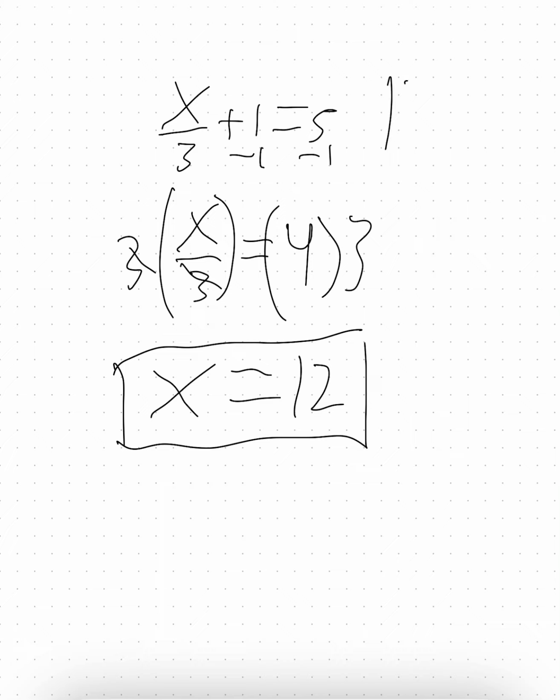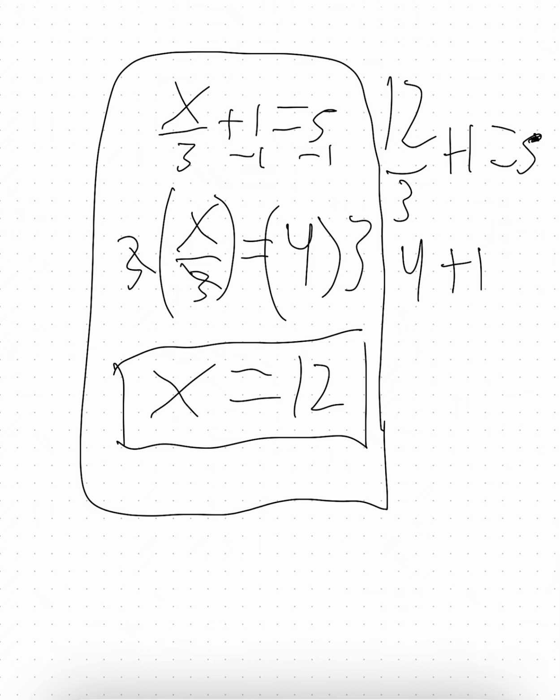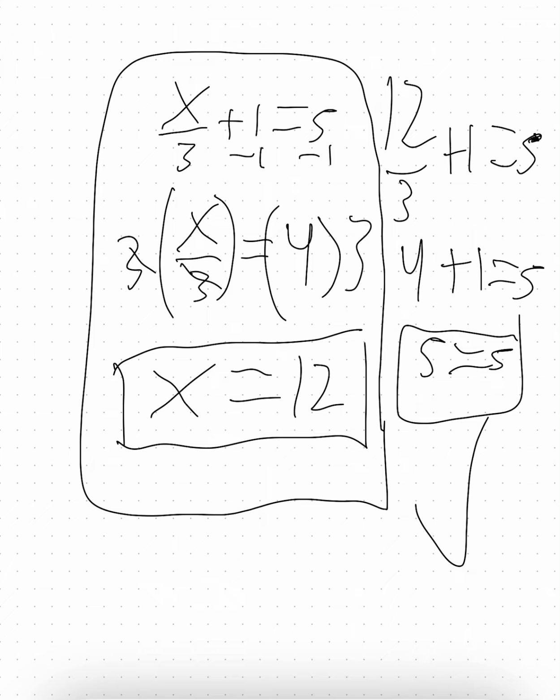And then we can plug our answer back in. 12 divided by 3 plus 1 is equal to 5. Is that right? Well, 12 divided by 3 is 4. 12 divided by 3 plus 1 is equal to 5. Is that true? 4 plus 1, is that equal to 5? You bet it is. 5 equals 5. That's right. Let's try another one. I'll use x.